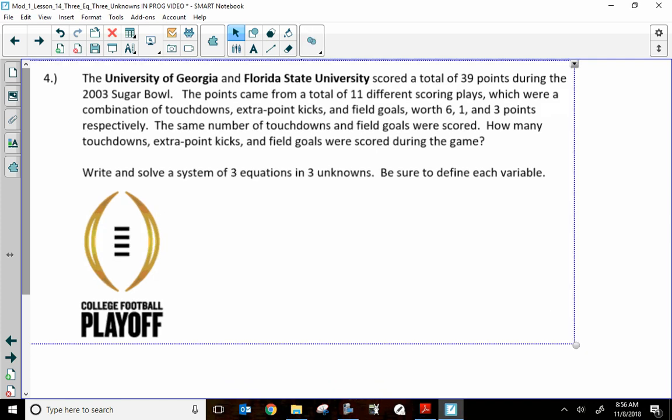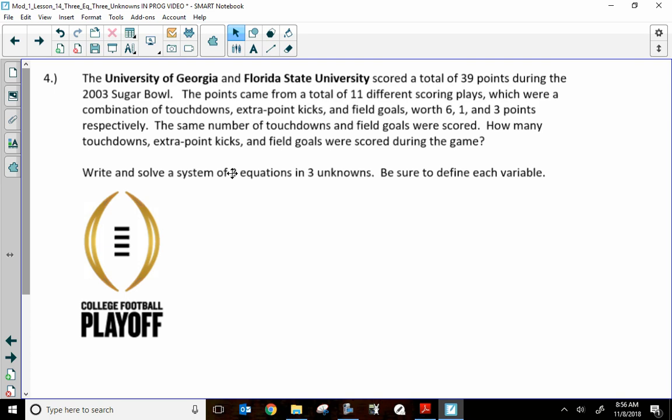Okay? Let's figure this out here. Let's read this word problem. College football playoffs. I love it. I love that we incorporated football into this problem. Love this problem where I got it. The University of Georgia and Florida State University scored a total of 39 points during the 2003 Sugar Bowl.